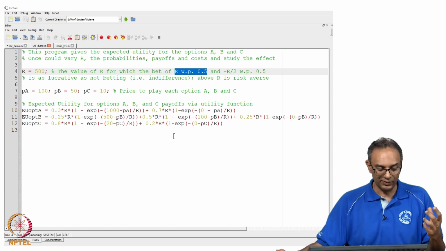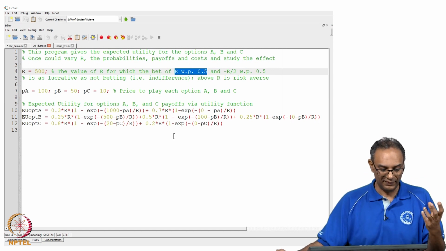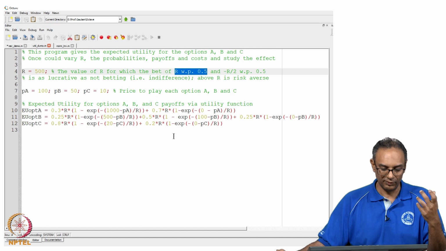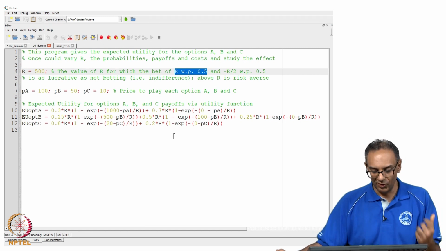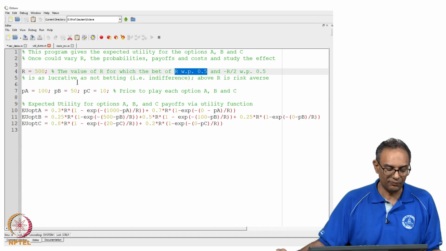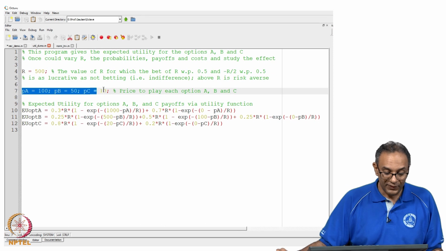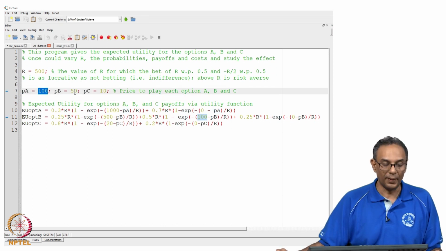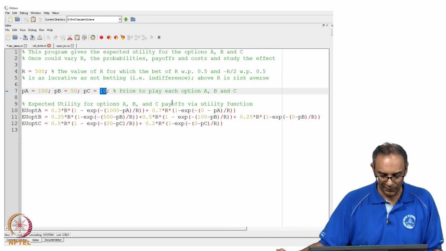This person is willing to go into a bet which says I will get 500 rupees or lower with probability 0.5, and I will lose 250 rupees or lower with probability 0.5. So that's this 500, if you remember. All right, so now these are the three numbers, right? For playing option A, you pay 100 rupees. For playing option B, you give 50 rupees. For playing option C, you give 10 rupees.